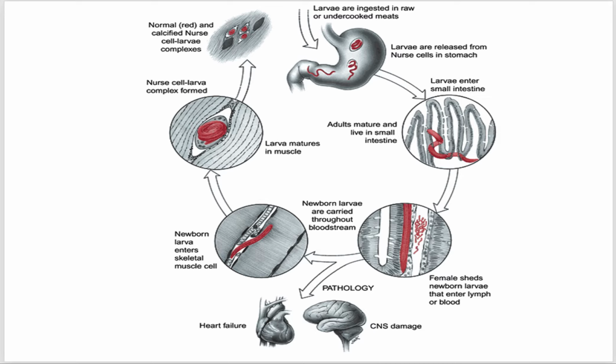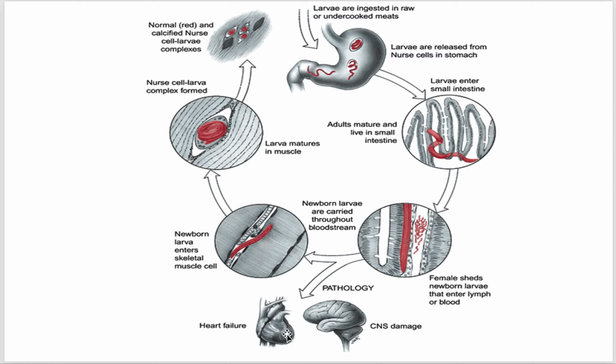All right. So here's just a graphic that shows this. So the larvae of undercooked meats are consumed. They're released from the nurse cells in that food into the stomach, and then they make their way into the small intestines where the adults mature and live within the small intestines. The females will shed newborn larvae that will enter the lymph or blood, which lymph is dealing with your immune system. So they'll then be carried out throughout the bloodstream.